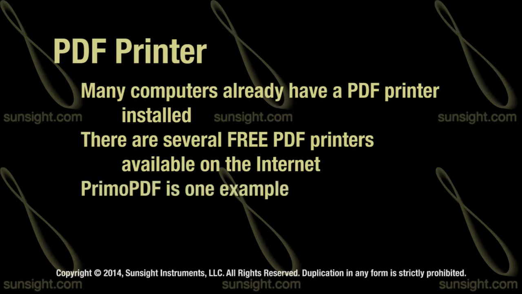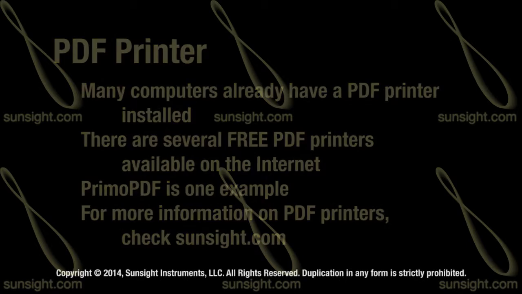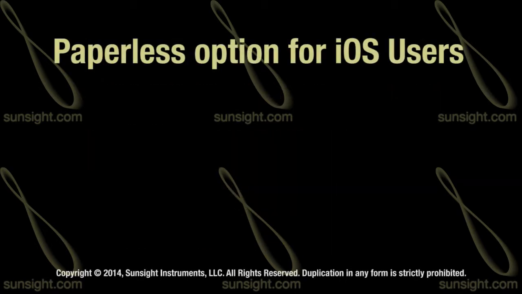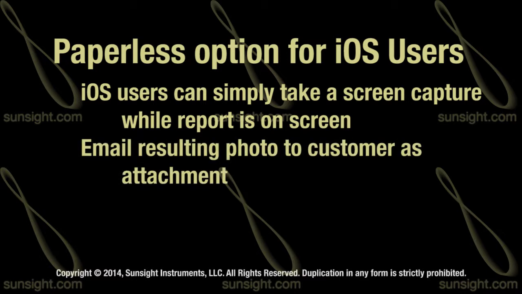One such option that is sometimes used by customers is called Primo PDF, but any PDF printer option can be used. For additional information on installing and configuring a PDF printer, see the specific training module available on the SunSite training page at sunsite.com. If you are using an iOS device, such as an iPhone or iPad, another option for report handling is to simply take a screen capture while the report is on the screen, and then email the photo to the customer as an attachment.